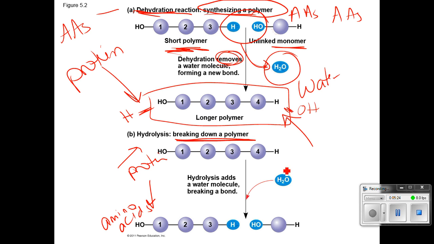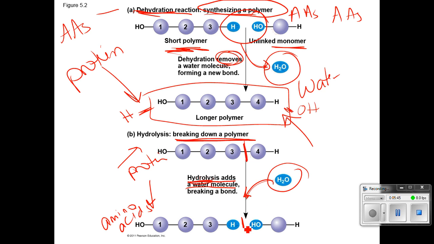So here, we want to break this apart right here. Okay, we're going to break it down. So we actually have to add a water to that reaction. Okay, hydrolysis adds the water. Think about hydroplaning with your vehicle. You're adding water to the road, and that's causing you to lose control. So hydrolysis adds the water.